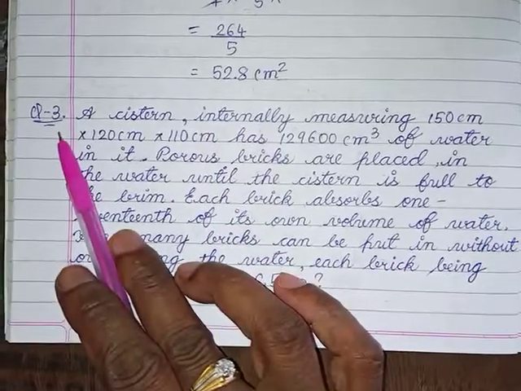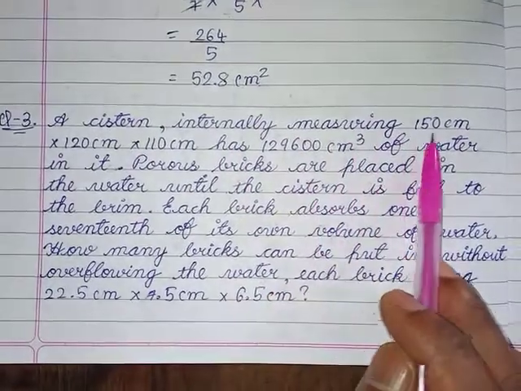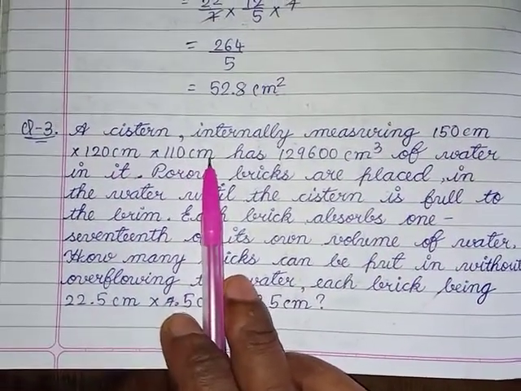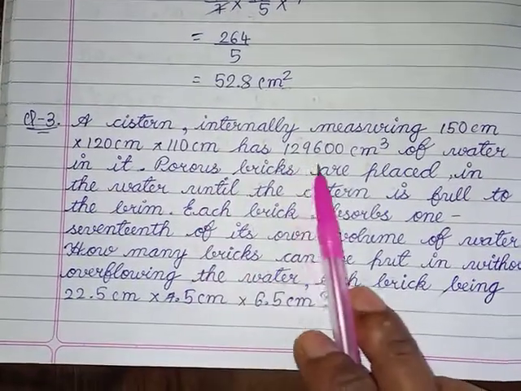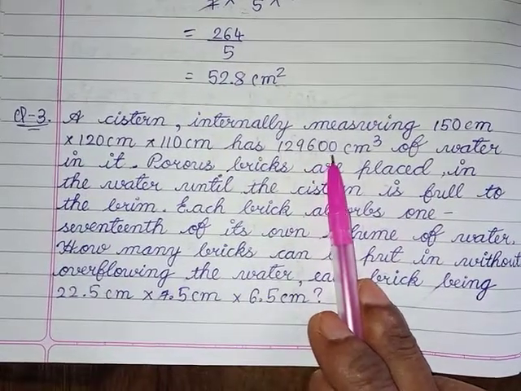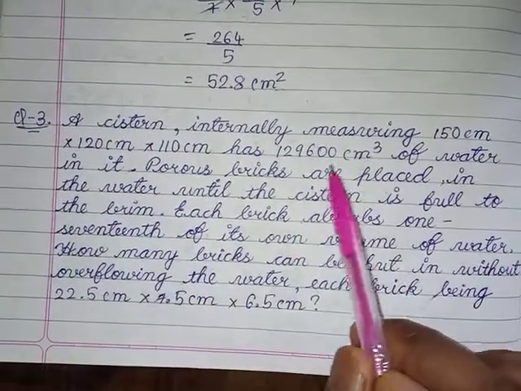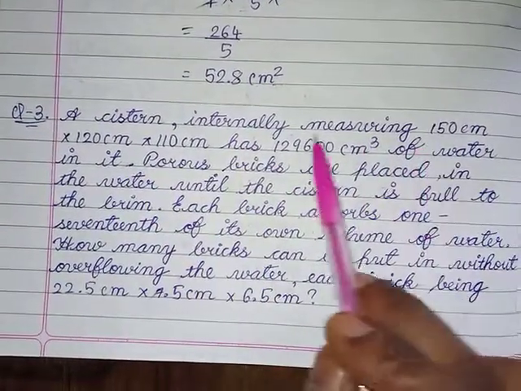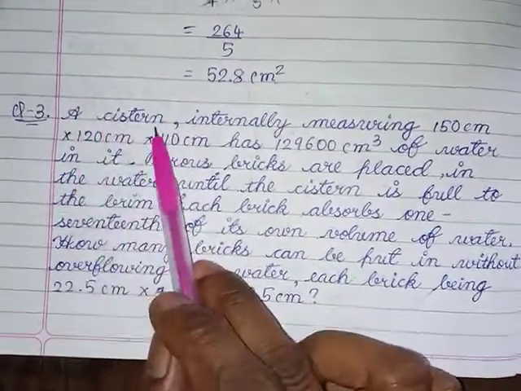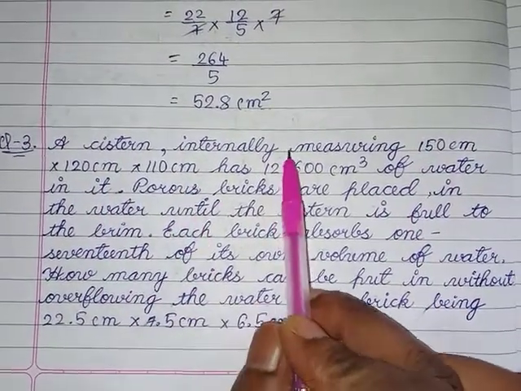Question number 3, 13.5. A cistern internally measures 150 centimeter by 120 by 110 and has 129,600 centimeter cube of water in it. Now first we have to understand from this line what is the shape of this cistern? The cistern is in the shape of LBH, which means it is a cuboid.